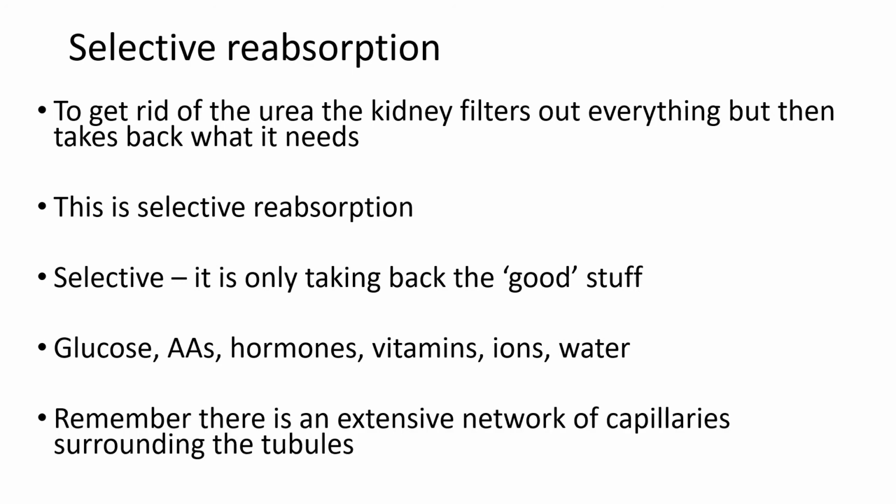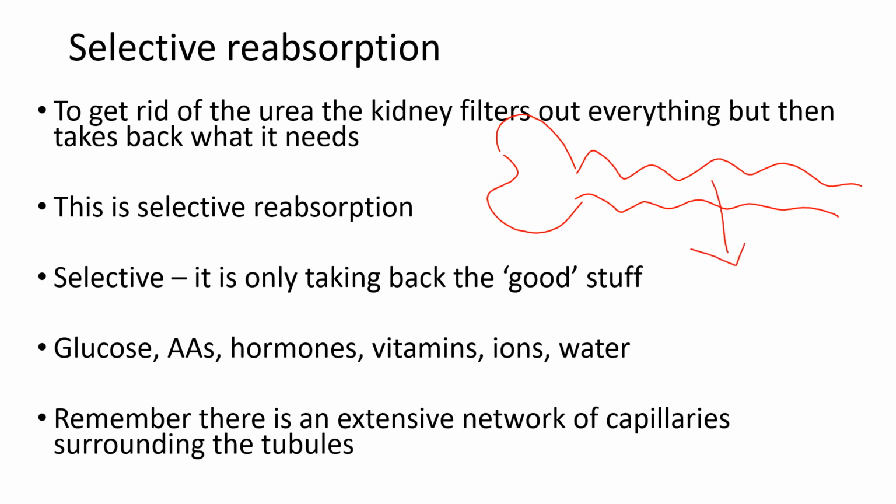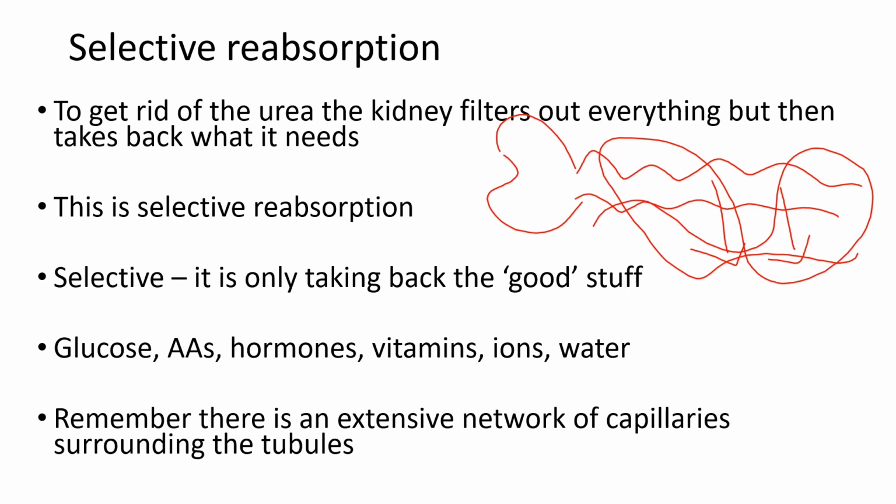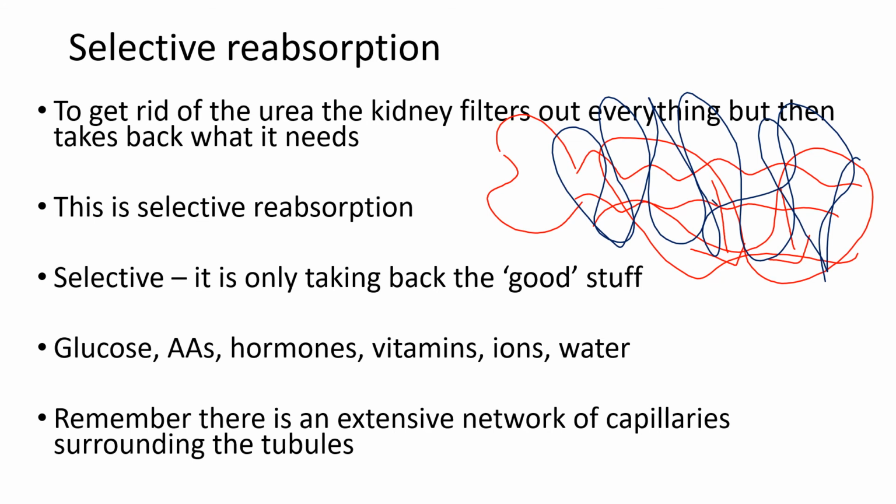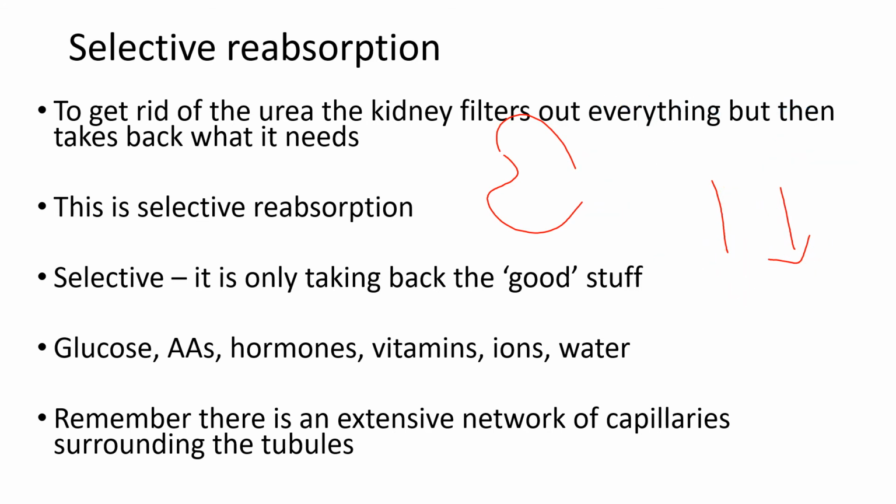Now, when you talk about reabsorption, remember you've got your proximal convoluted tubule that wiggles. I'll just draw it as a wiggle, and you would have your Bowman's capsule there. Anything that is reabsorbed from the proximal convoluted tubule goes into that network of capillaries. If I draw the network of capillaries in a different colour, it wraps all the way around. And so anything that is reabsorbed, we mean it is reabsorbed into the blood. So reabsorption means it leaves the kidney tubule.